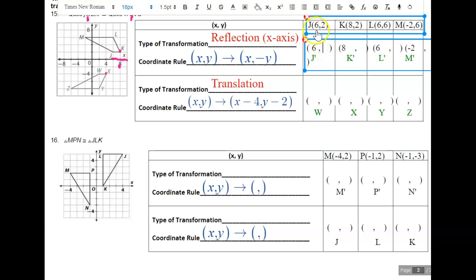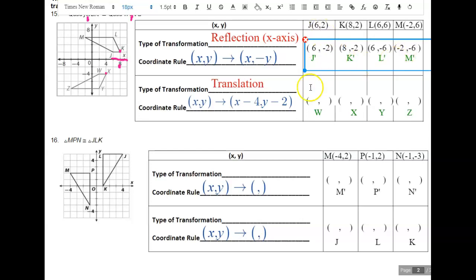And then here we're going to have the opposite of y. So we have positive 2. So this will be negative 2. There we go. So this will be negative 2 as well. And this one will be negative 6. This one will be negative 6 as well.